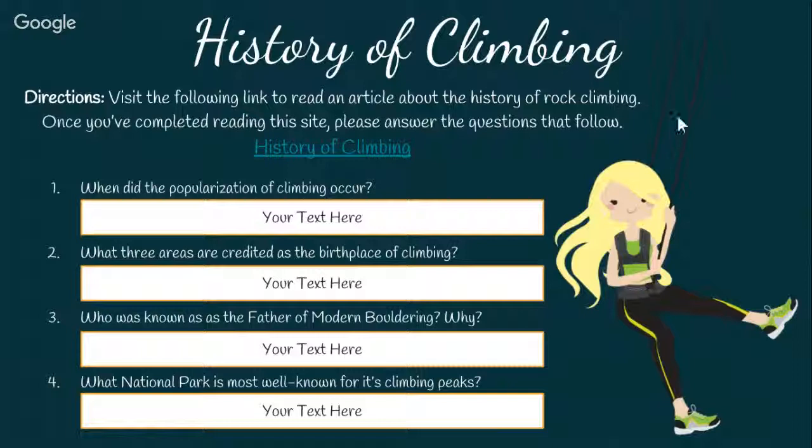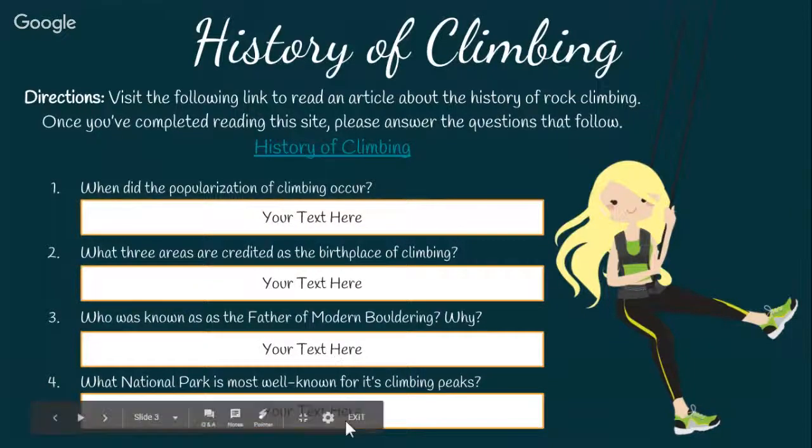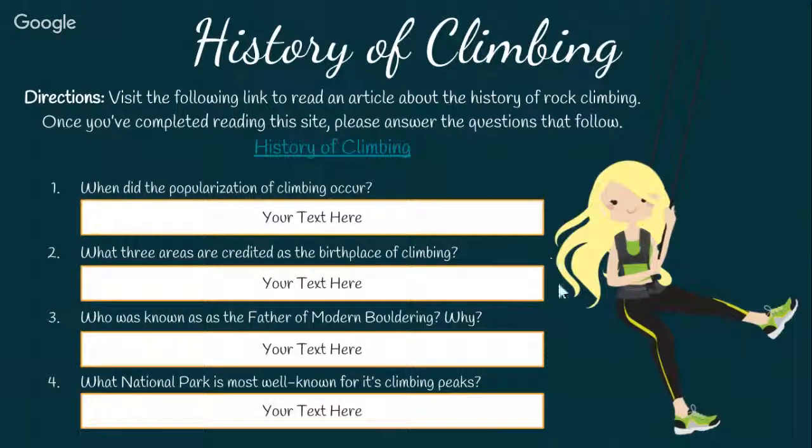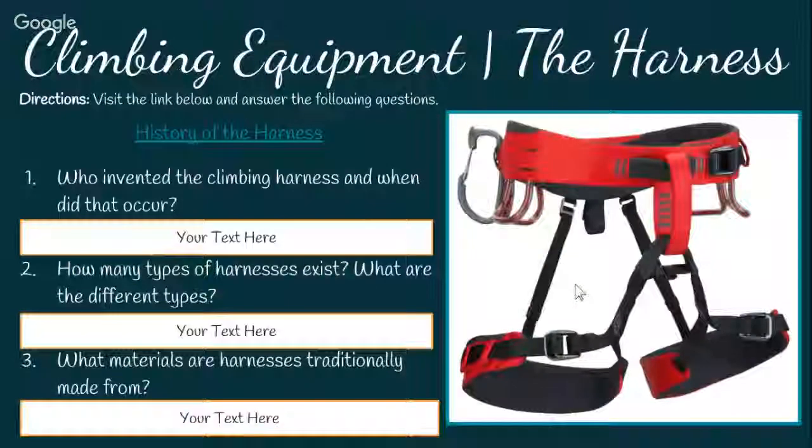And so you can see here, they have a history of climbing where they have to go through and find out information about the questions listed. Once they do this, they get to move on to the next slide. And then they learn about specific pieces of climbing equipment. So here we have history of the harness. They would click on this external link, find this information.